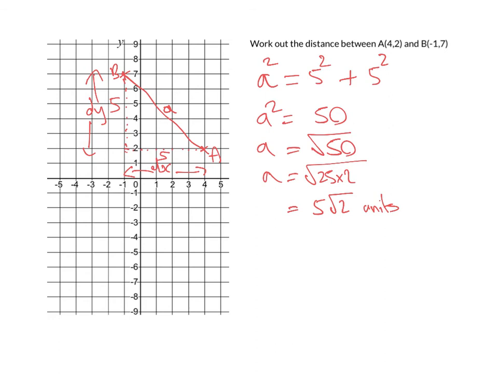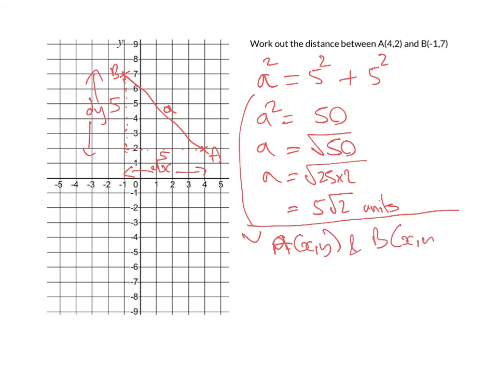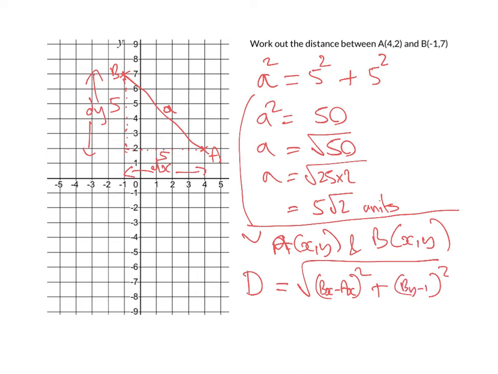Now, you don't have to draw it. You can use the formula, which says for any points A (x, y) and B (x, y), the distance between them is given by the square root of the square, so here's adding the squares, of dx first, so that's the difference between the x's, bx take away ax, and then the difference in y is by take away ay.